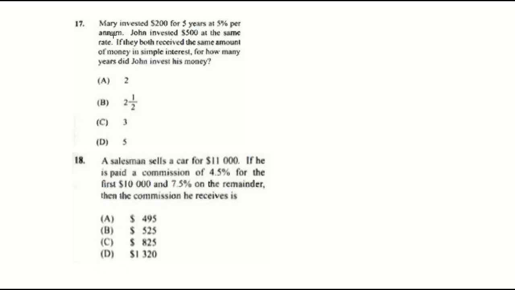Number 17, Mary invested 200 for 5 years at 5% per annum. John invested 500 at the same rate. If both received the same amount of money in simple interest, how many years did John invest?